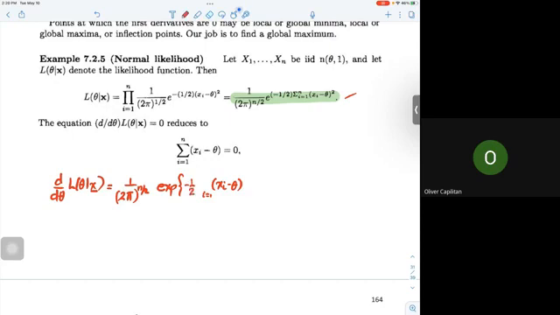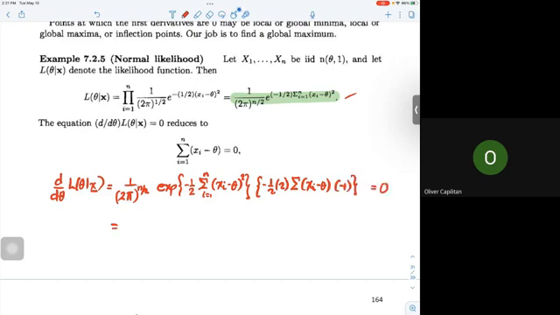Negative 1/2. We have here the summation i from 1 up to n, and then the derivative of this using the chain rule. So we have negative 1/2 times 2. The derivative of the summation is equal to the summation of the derivative. That is why we have here x sub i minus theta quantity raised to 1, and then times the derivative of negative theta, we have negative 1. Okay, then equate this to 0.